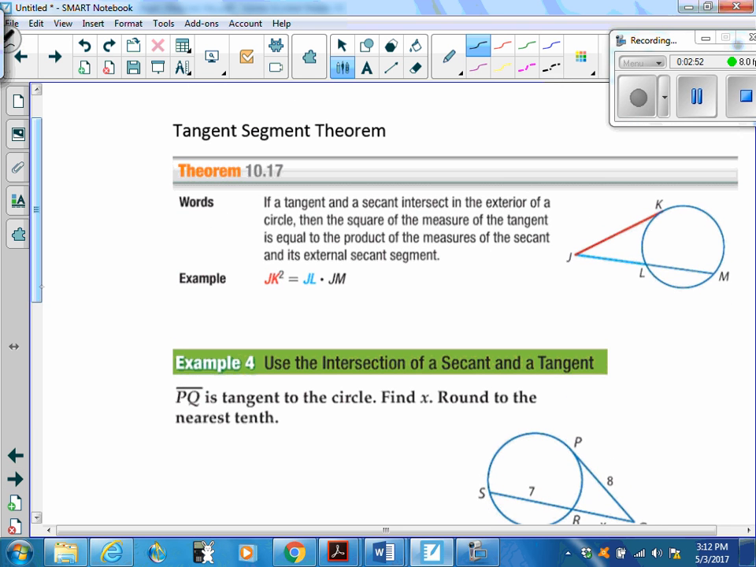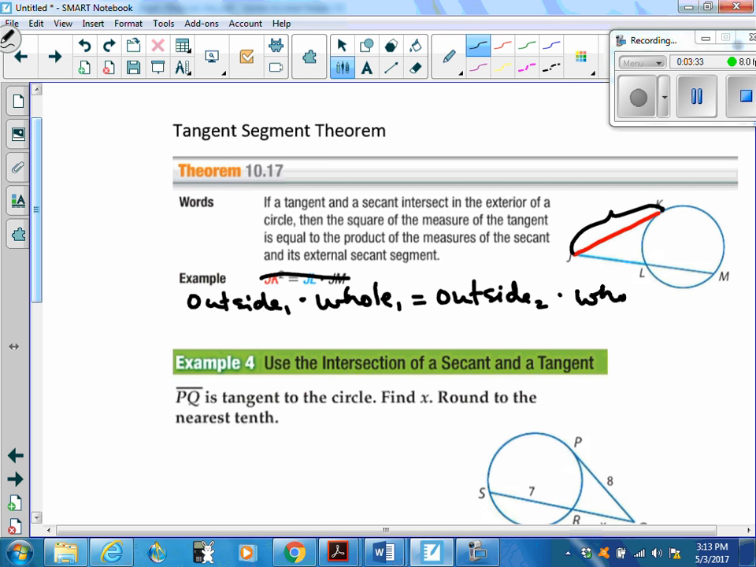On the next page, it looks different because we have a tangent and a secant instead of 2 secants, but the process is the same. From one segment, we are going to take the outside of one segment times the whole segment. In this case, when we have a tangent, though, the outside and the whole segment happen to be the same. So outside 1 times whole 1, from the first segment, and then the outside of the second segment times the whole of the second segment.